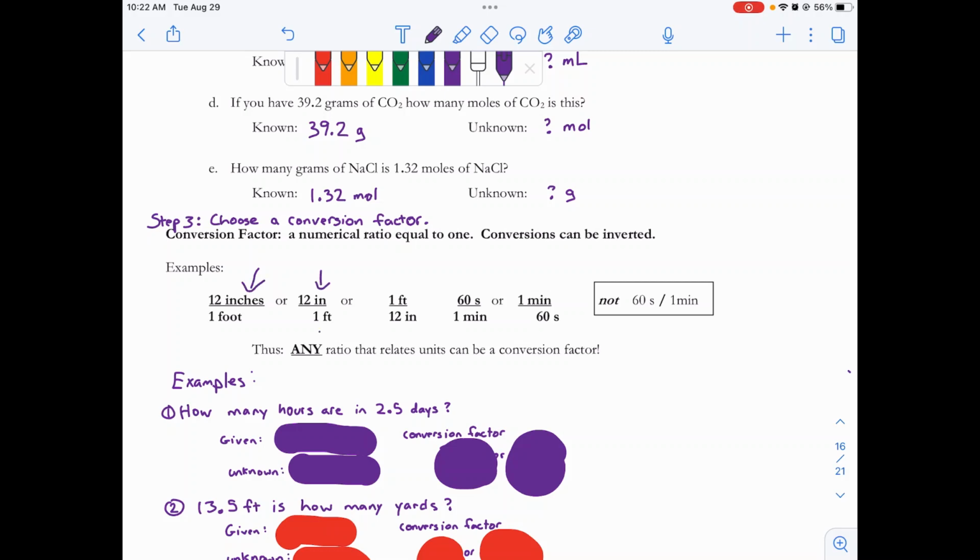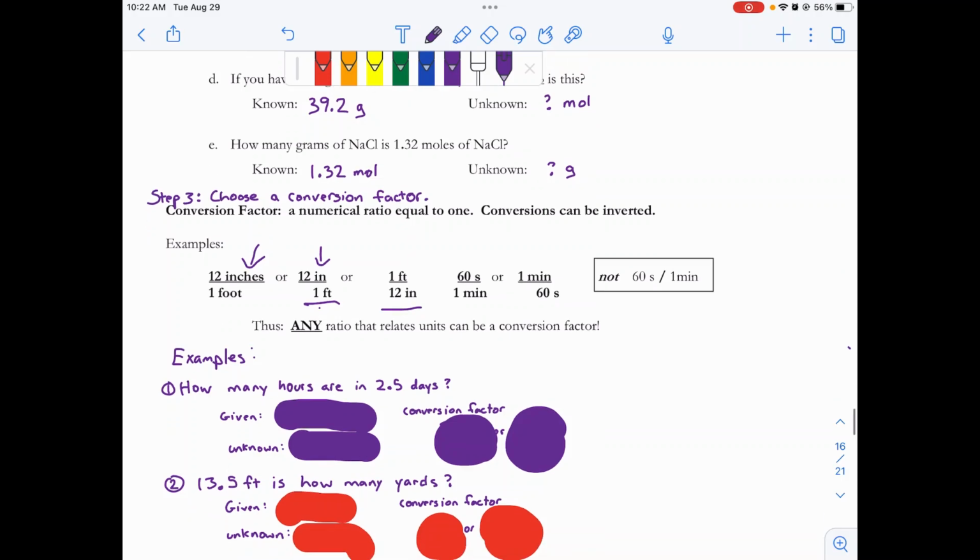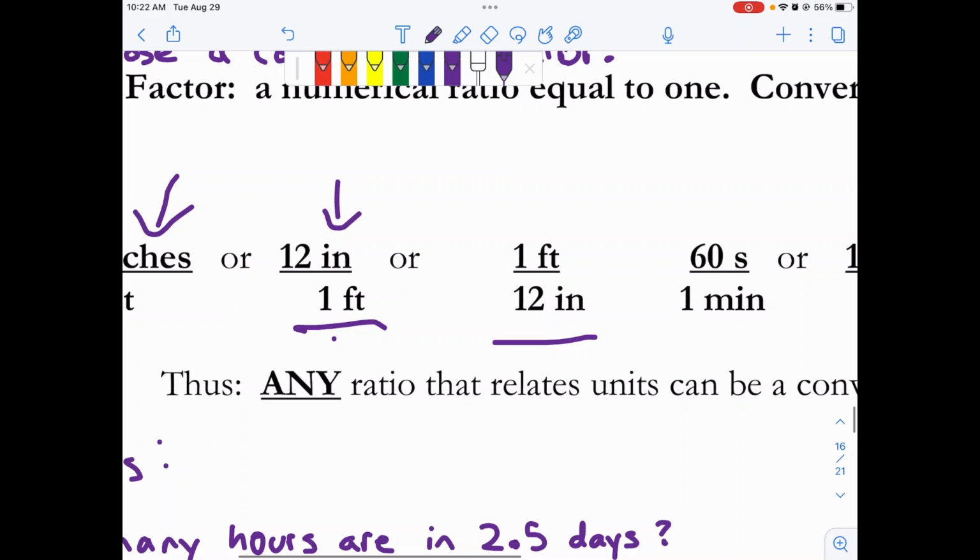Now the difference between this one and this one is it's been flipped upside down. Do you see that? Let me zoom in. Here in this first one we have the 12 inches on top, and in the second one we have the 12 inches on bottom. That just means that we have flipped it upside down, and that's okay. Sometimes we might need it one way or the other, depending on whether we're going from inches to feet or feet to inches, and we'll determine that in the next step.